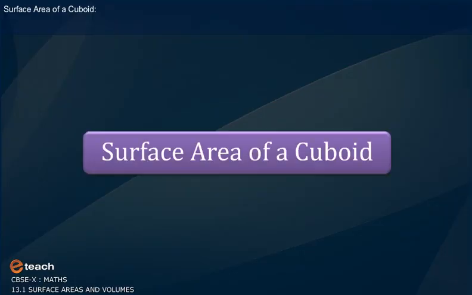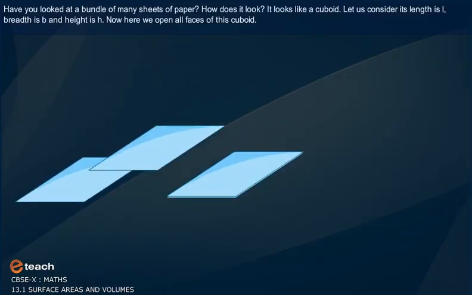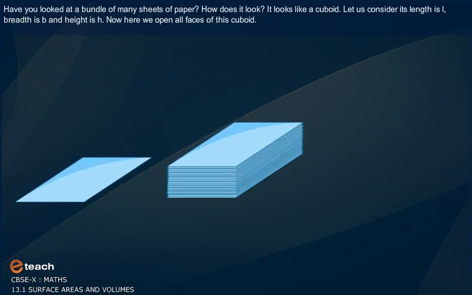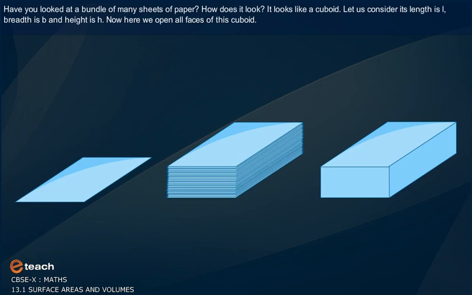Surface area of a cuboid. Have you looked at a bundle of many sheets of paper? How does it look? It looks like a cuboid. Let us consider its length is L, breadth is B and height is H.